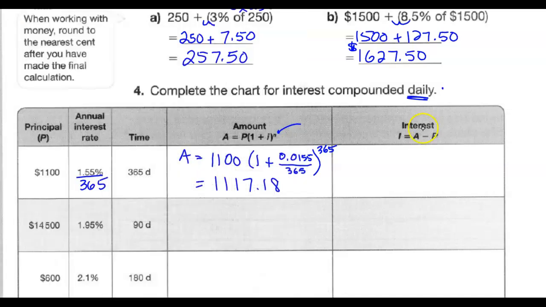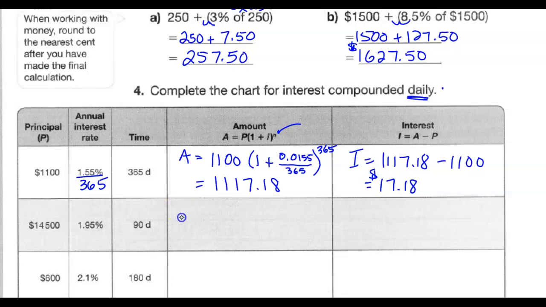Okay, and then it asks to calculate the interest. So this is the amount in the account after 365 days when this was deposited, right? 1,100. And so we subtract. So the interest is the accumulated amount minus the amount invested. So you might be able to work that out in your head, but it's $17.18.